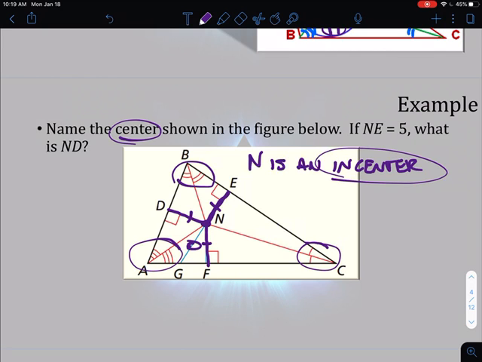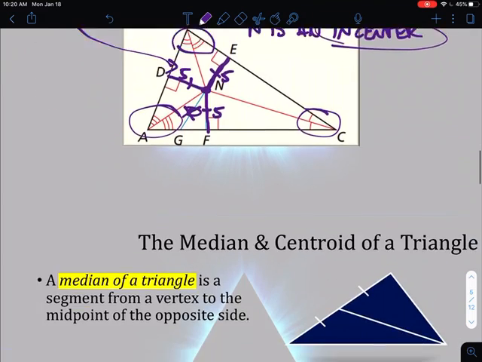Now you've got to be careful here because there's a fourth line right here. N to G is nothing. It's not straight out from N to the side. It's not perpendicular, so we ignore that altogether. We don't even worry about NG. Then in the problem it says NE has a length of 5. So this piece right here is 5. That means all three of these pieces would be 5. And so when they ask for the length of ND, it would be 5 just like NE. So this is an incenter because it was angle bisectors. It's the same distance from all the sides.